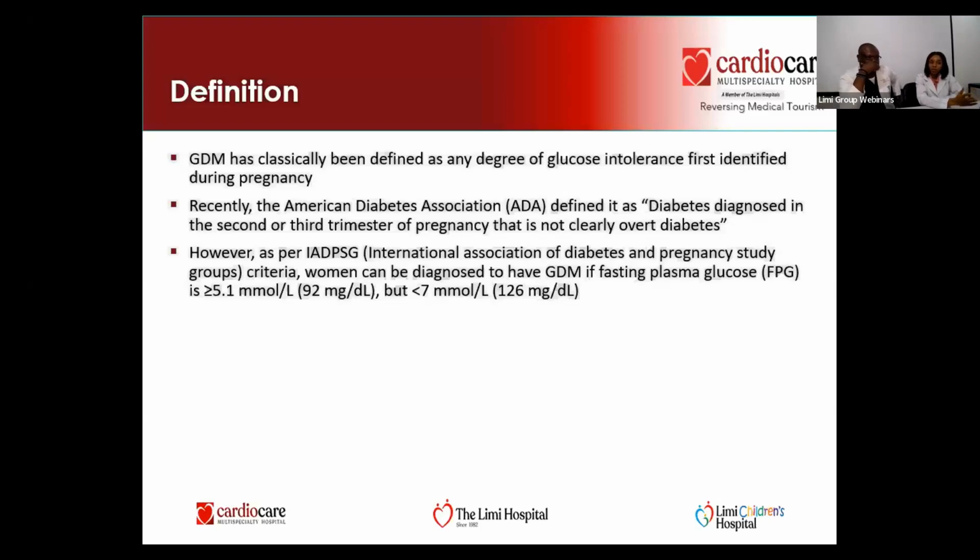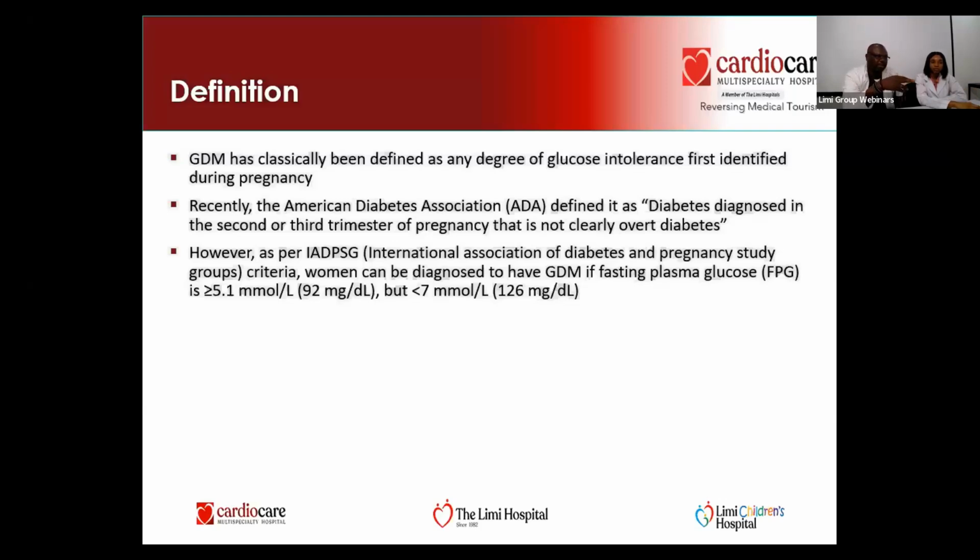However, some other associations, that's the International Association of Diabetes and Pregnancy Study Groups, their criteria says that women can be diagnosed to have gestational diabetes if fasting plasma glucose is greater than or equal to 5.1 millimoles per liter, or if you're using milligram per dl, that's 92, but less than 7 millimoles per liter, or 126 milligram per dl. Okay, so now that's what we're talking about, the uniformity.